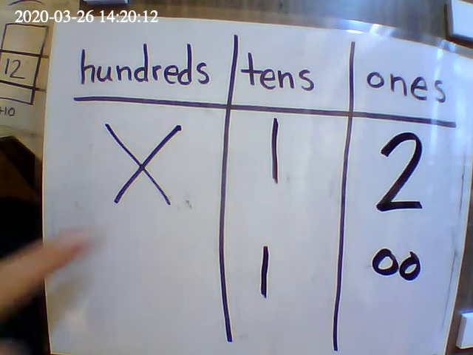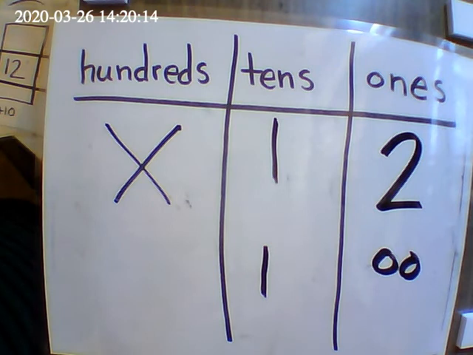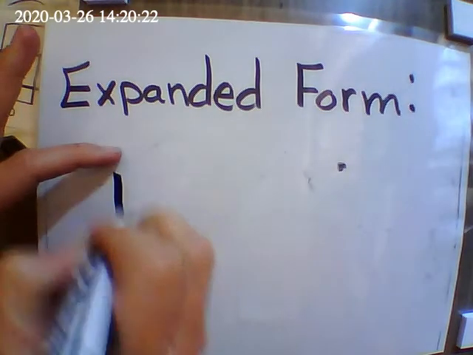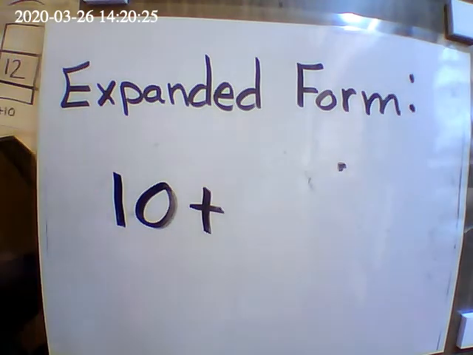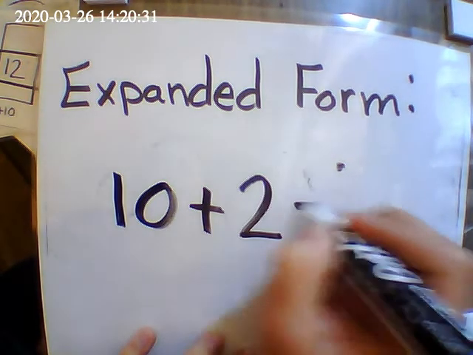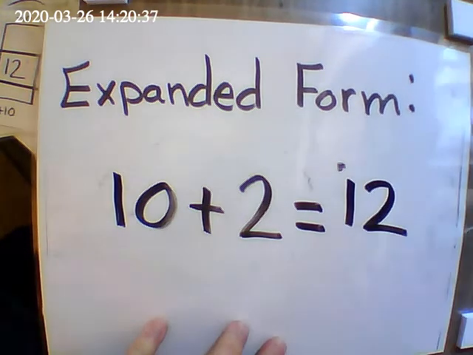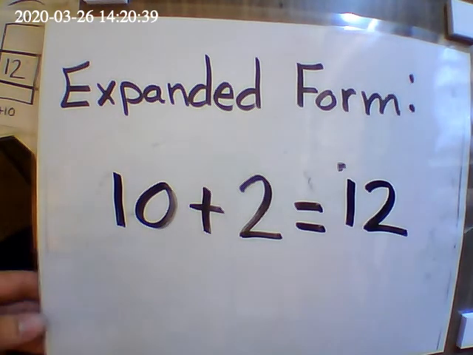So on expanded form, we have no hundreds, but we have 1 ten. What does 1 ten equal? Let's count by tens. 10. So we're going to write 10 plus, how many ones do we have in the number 12? 2 ones. What is 10 plus 2 equal? 12. 10 plus 2 equals 12.